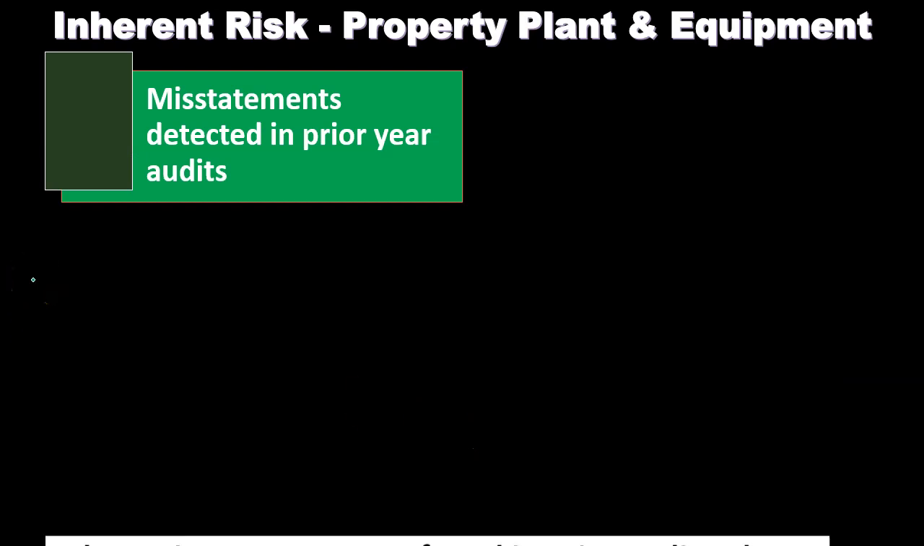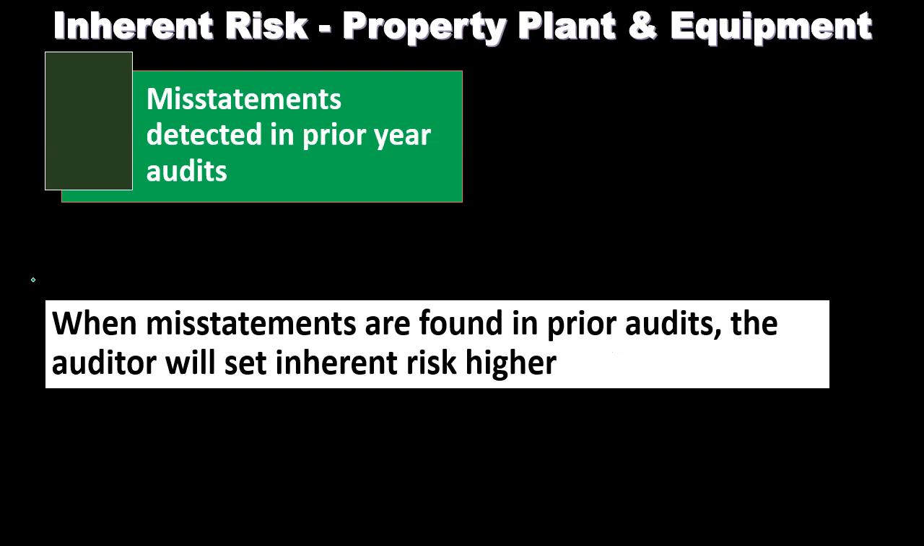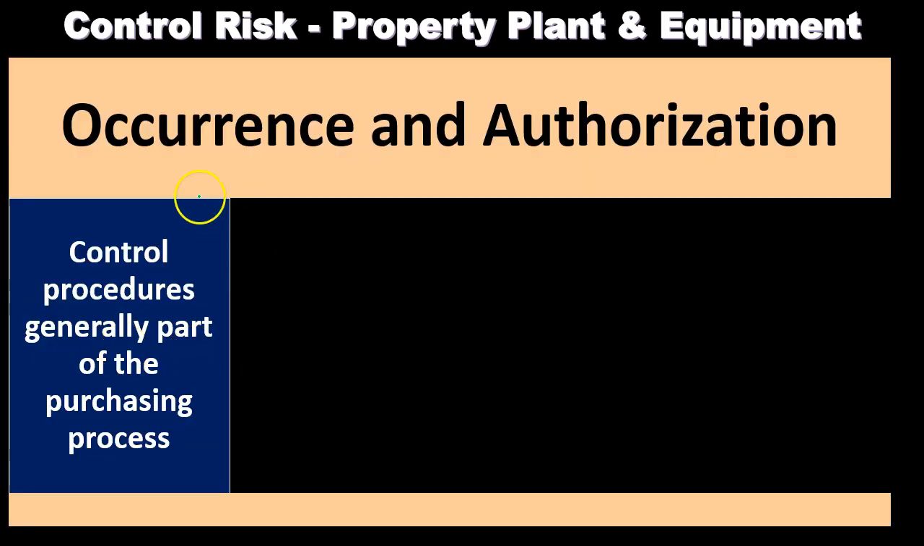Misstatements detected in the prior year's audit. So, of course, when misstatements are found in the prior year, the auditor will increase the inherent risk factor in the current year. Now we want to consider control risk. Recall we think about inherent risk, then control risk, to then set detection risk. That's the amount of testing that we're going to do.